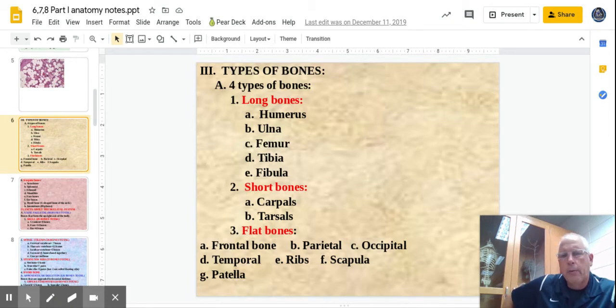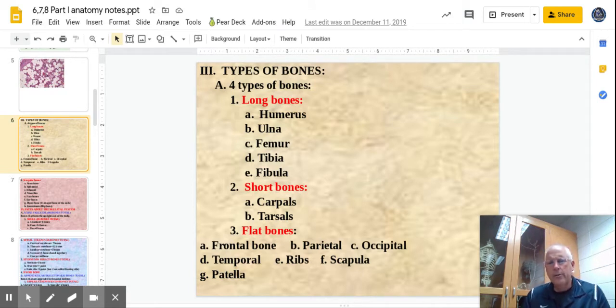There's more than that, but we got long bones, pretty self-explanatory. Your femur, think of how long it is, your upper thigh, the tibia and fibula, which is your lower leg, ulna and radius on your arm. Humerus, ulna, radius are all the arm bones. Long bones, okay? Nothing more to it than that. Short bones are the wrist, really tiny bones, your ankles, carpals and tarsals, we call them.